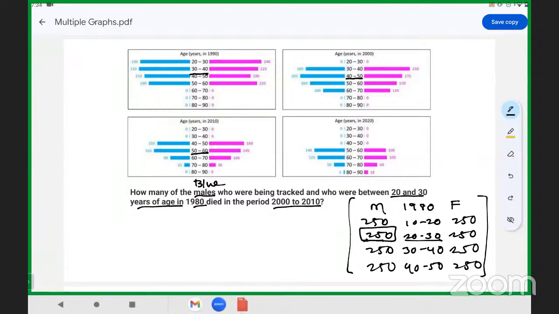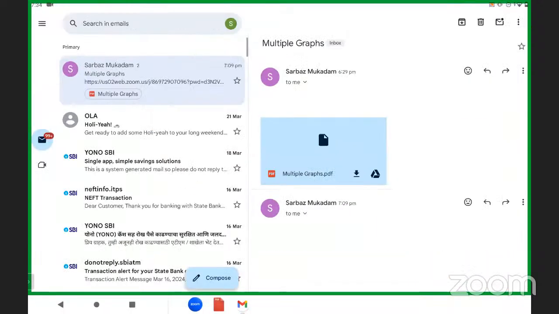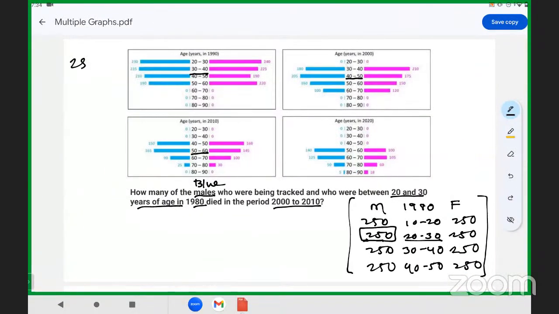So first we had 250 males, so we'll calculate the data. So 1990, 2000, 2010. Okay, so we started with 250. Now they were in the age group of 30 to 40. So in 1980, they were in the 20 to 30 age group. So after 10 years, their ages will increase by 10. So they will become 30 to 40. So we started with 250. Now we have 235, which means 15 died. This is point one.